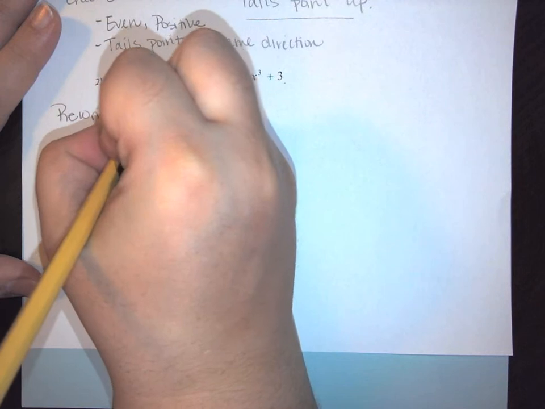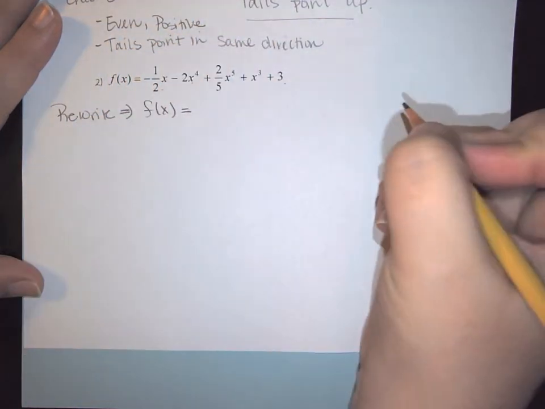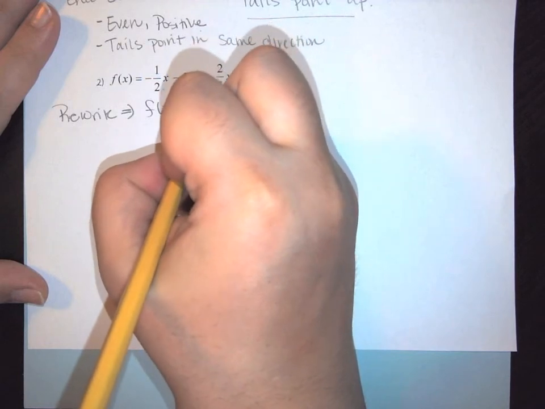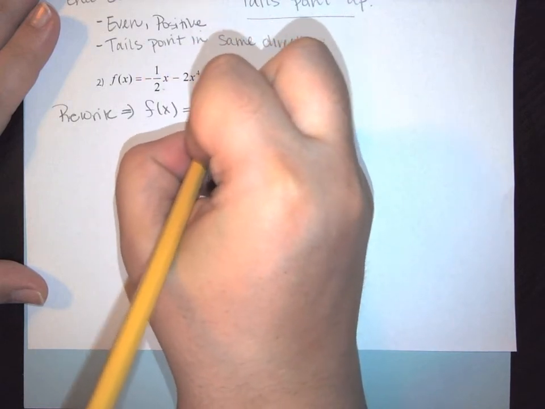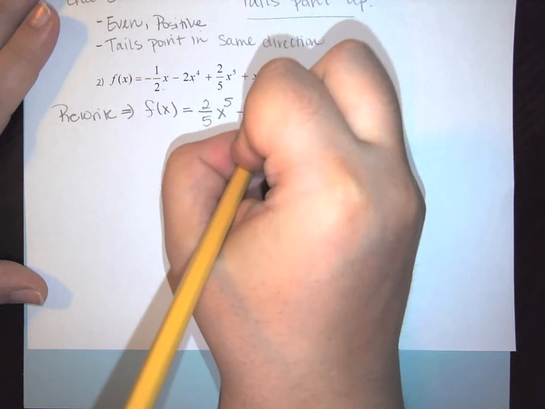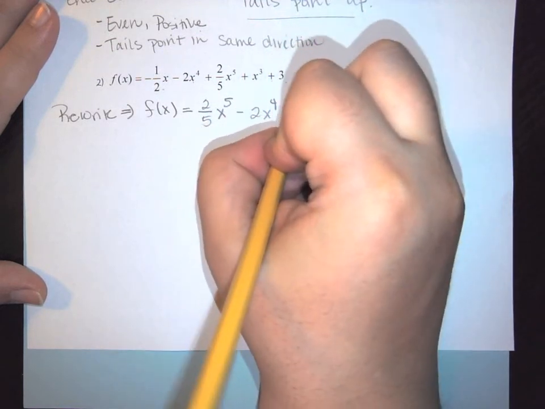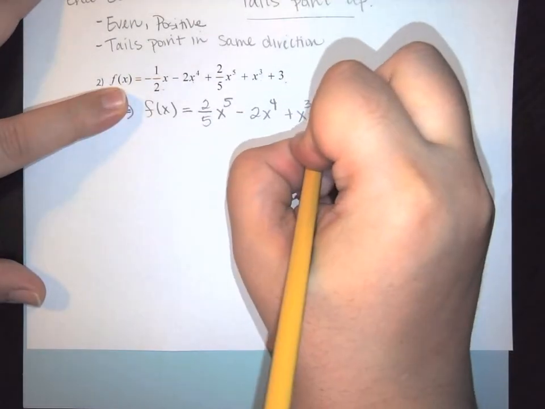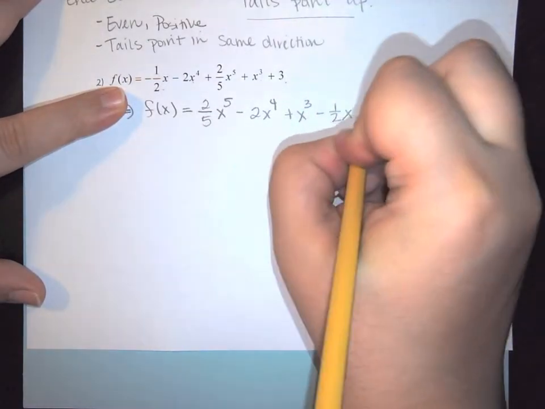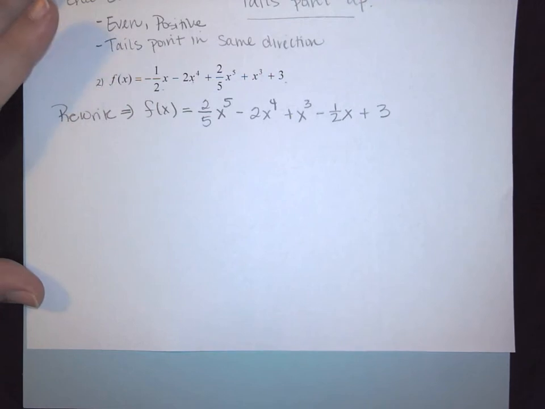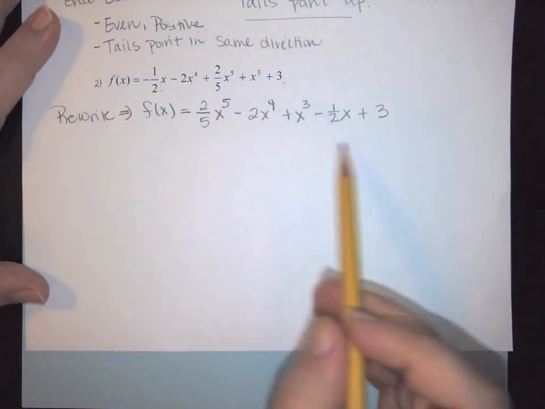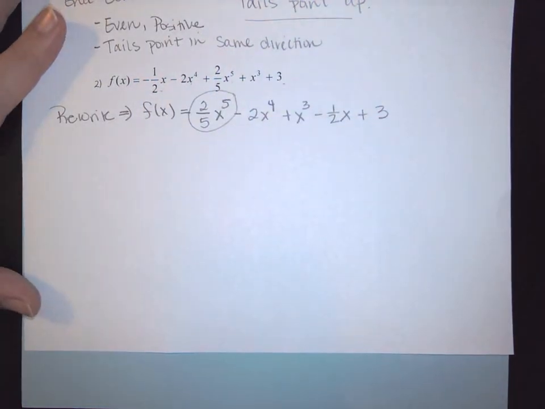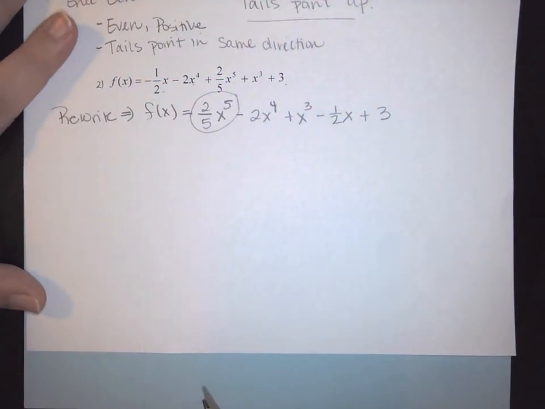So this should really be f of x. And then you need to start with your largest degree. So this is going to be 2/5 x to the 5th minus 2x to the 4th plus x cubed. I don't have any x squareds, so minus the 1/2 x and plus 3. Now that it's ordered properly, I can identify the first term that I am working with. And now I can identify my pieces.